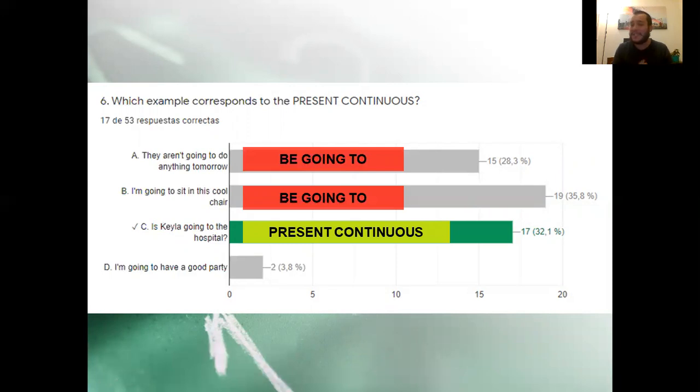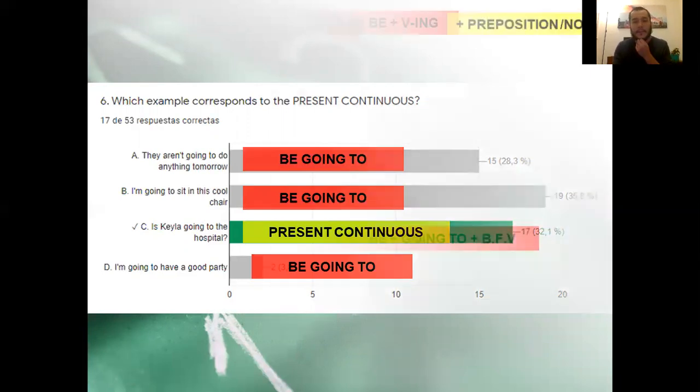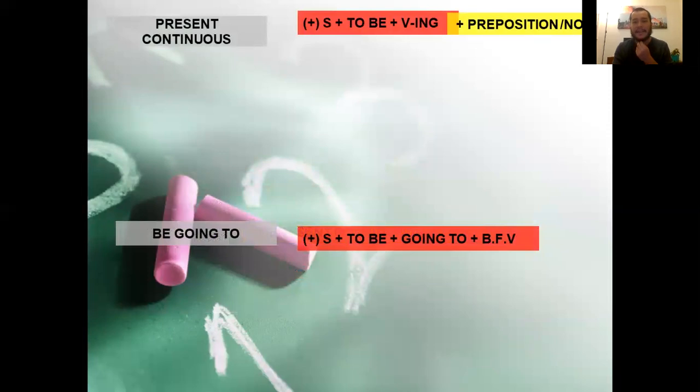Is that an action? Is that a verb? Yes or no? No. And we are going to see what is the specific difference in this part. Obviously, letter D is also be going to, because you can see going to plus an action, have, okay? But now, if you didn't understand, I'm going to show you this again.